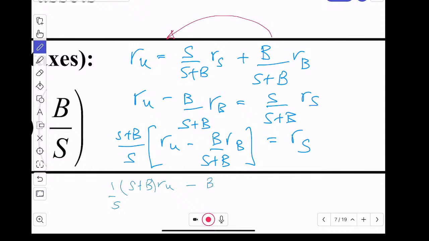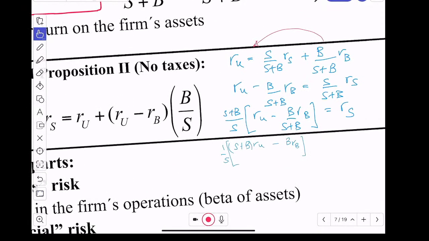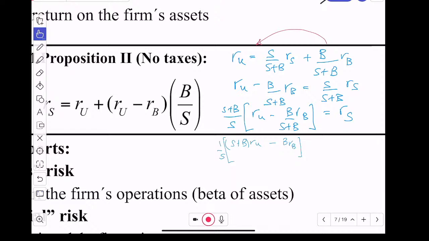minus BRB. So this gets distributed here. I'll leave the 1 over S there for now. You see where this is going? So you can take some time to review that, but you see what's going to happen next is that I'm going to expand. I better just finish it.